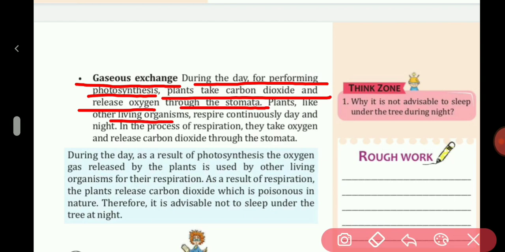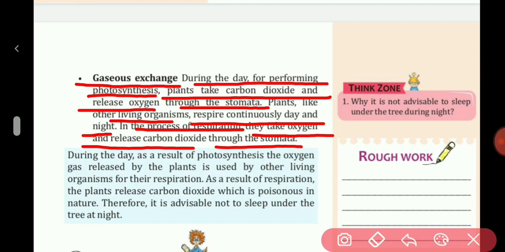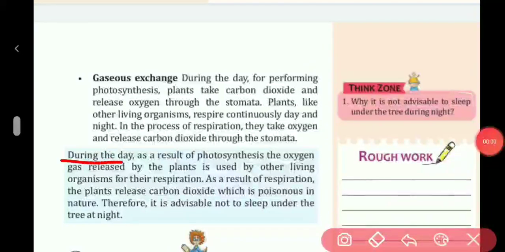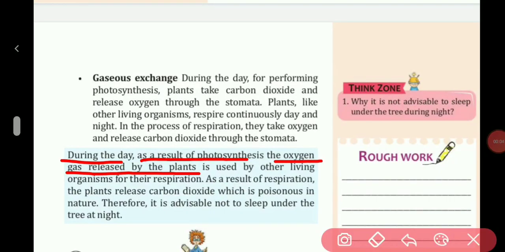Plants, like other living organisms, respire continuously day and night. In the process of respiration, they take oxygen and release carbon dioxide through the stomata. During the day, as a result of photosynthesis, the oxygen gas released by the plants, because they take carbon dioxide and release oxygen gas, is used by other living organisms for their respiration, because we use oxygen to respire and we give out carbon dioxide.